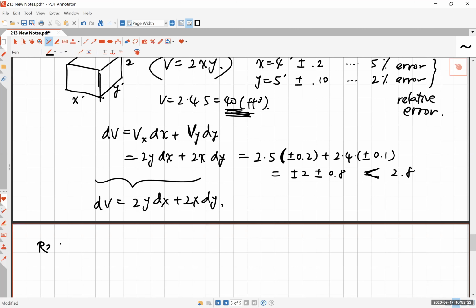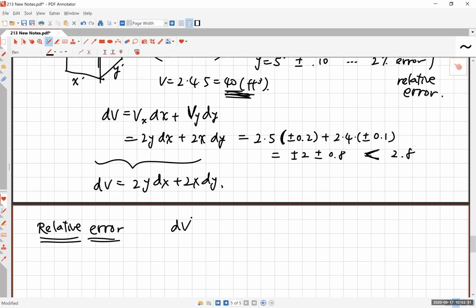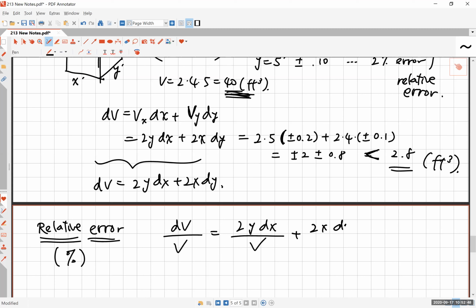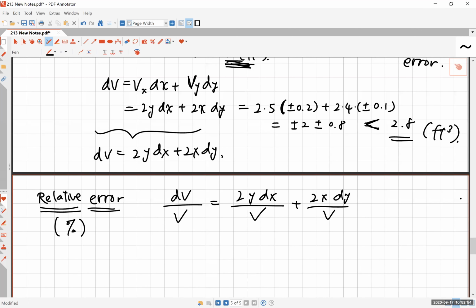All right, so what we call the relative error for V is calculated as follows. See, dV itself is not relative, it's an absolute number, like we said, 2.8 cubic feet that can be off by. Relative is the percentage error. So what we do is you divide this by V. In fact, you divide everything by V. That's going to answer our question, what percent can V be off by, okay? Because dV over V, remember, this is the error divided by V, that would be the percentage of the error, right?